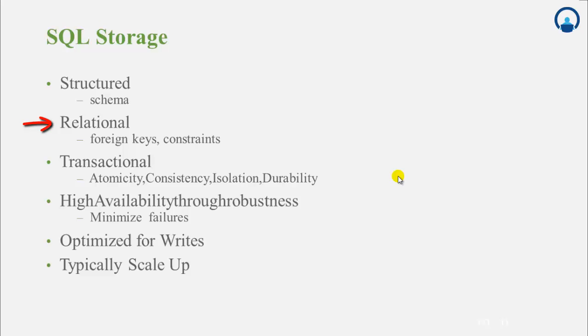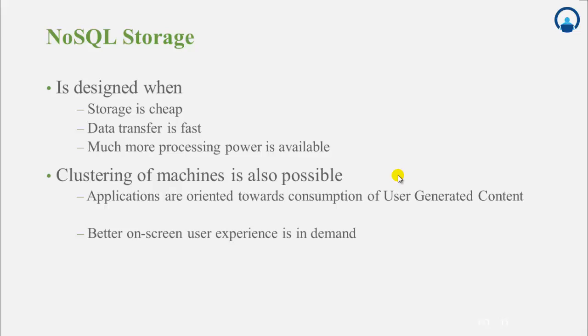The data that was captured in SQL storage was primarily transactional, and the yardsticks which fundamentally determined or regulated the sanctity of this data were atomicity, consistency, isolation, and durability. High availability through robustness was another key requirement, where you had to minimize failures. Databases were optimized for writes, and they would typically scale up for huge amounts of transactional data, which would typically get pumped in from time to time into these databases.